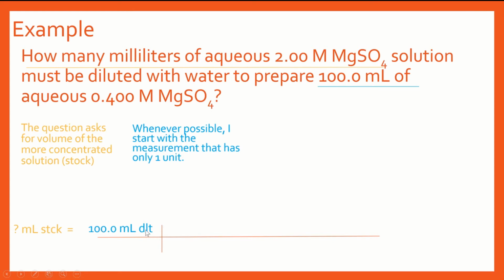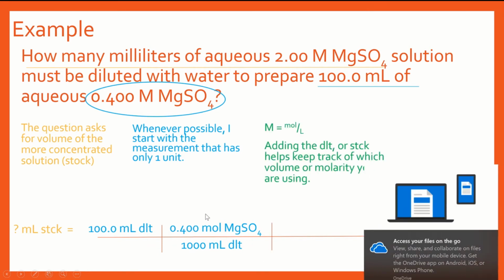So 100 milliliters, notice I put DLT for dilution. We're trying to make 100 milliliters of the 0.4 molar, the weaker version of the solution. So that's the dilution. All right, well, I know what has to go on the bottom on the next step. I need milliliters of dilution. I want to cancel out my milliliters. So 0.4 moles per 1,000 milliliters. Why is that? Well, right here, moles per liter. There's our molarity, and we cancel out our milliliters dilution by doing that.